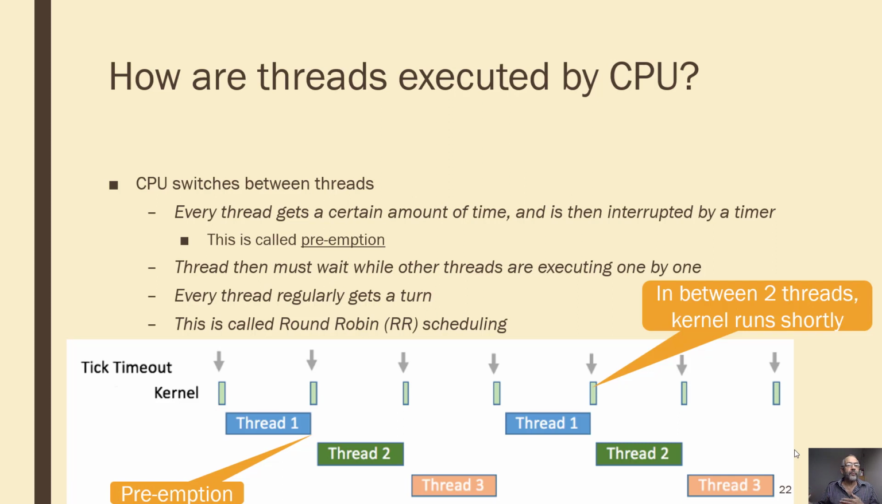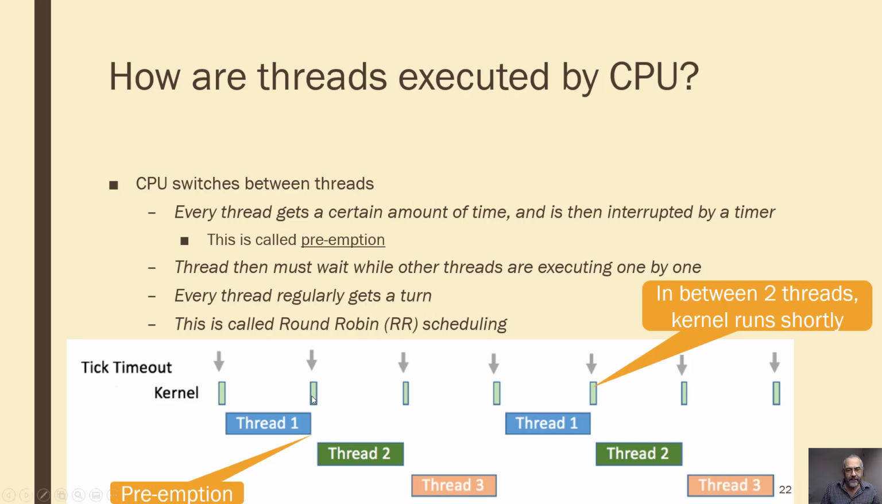So in this round robin way, all the threads are executed one by one. And when a thread is preempted, it just has to wait until it's again its turn. And every thread gets a turn regularly.